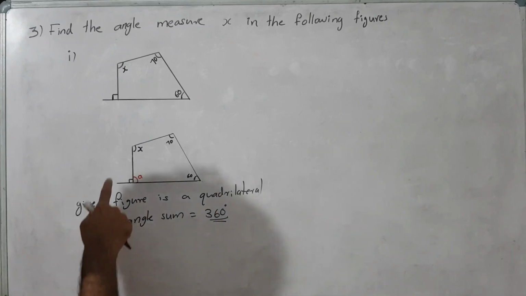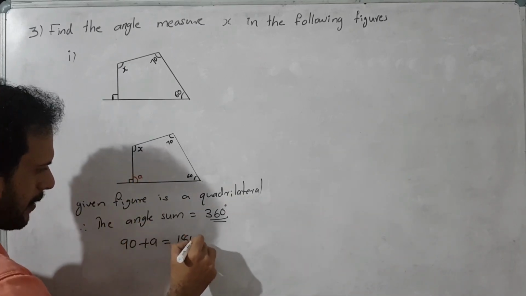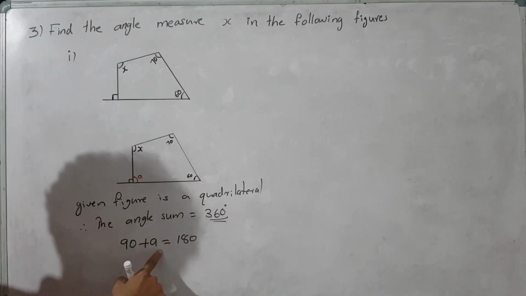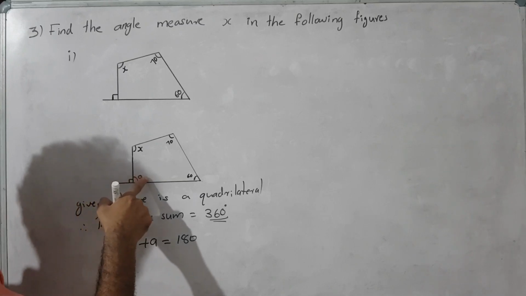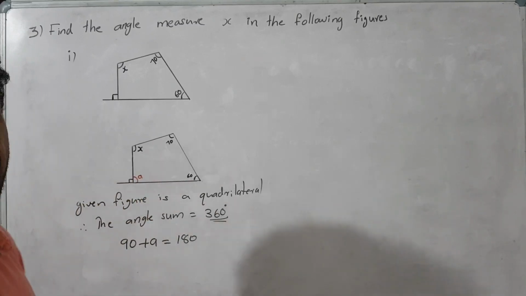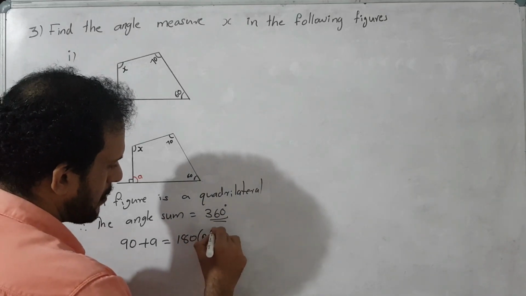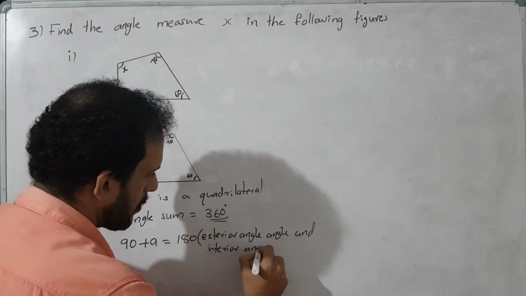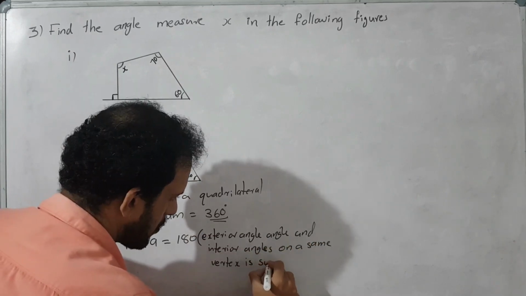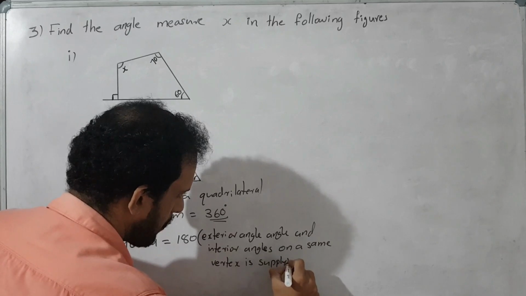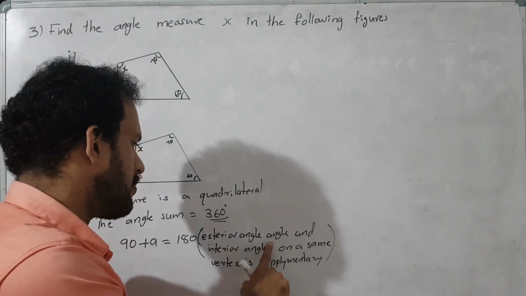So we know that 90 plus A is equal to 180 degree. Why? The exterior angle and interior angle that lie on a vertex are supplementary. The reason: exterior and interior angles on the same vertex are supplementary.